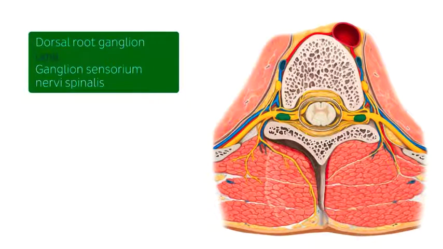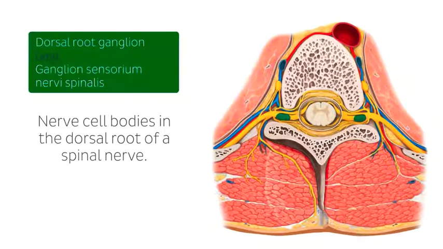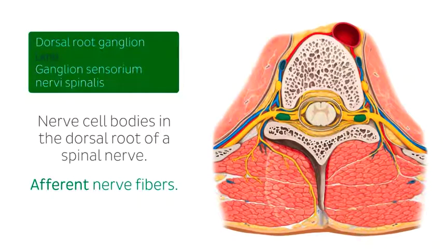A dorsal root ganglion consists of nerve cell bodies in the dorsal root of the spinal nerve. Keep in mind that the dorsal root only contains afferent nerve fibers coming from the peripheral areas back towards the spinal cord. These neurons are what we call pseudo-unipolar, which means that they don't synapse in the ganglion. The dendrites collect sensory information in the peripheral areas and run towards the ganglion, where the axon sends the information towards the spinal cord.